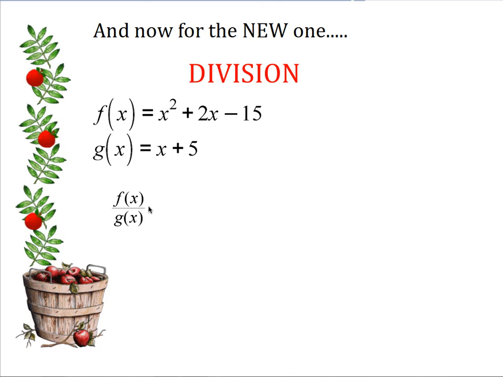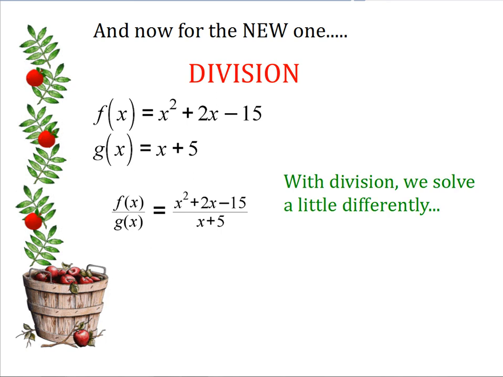So if I'm asked to divide f of x by g of x, I'm going to write my two functions in that same order. And now comes the different part. If you look at the numerator of this fraction, our function x squared plus 2x minus 15, that's a quadratic equation that I can factor. So today we're going to focus on division problems where I can factor the numerator.